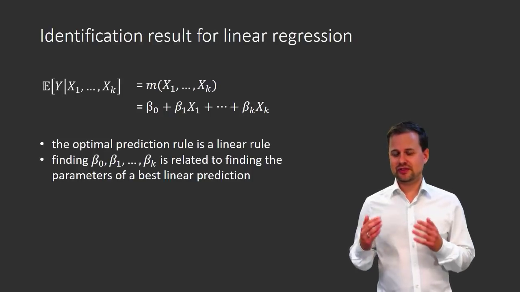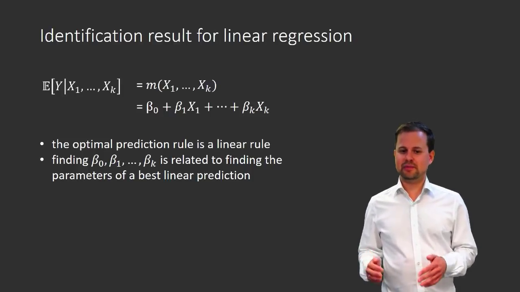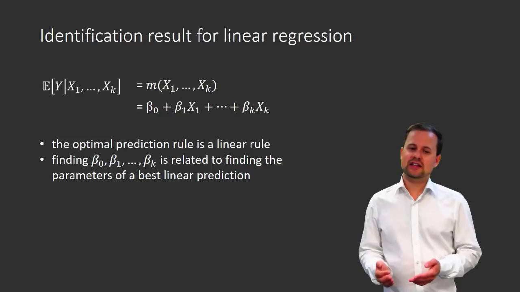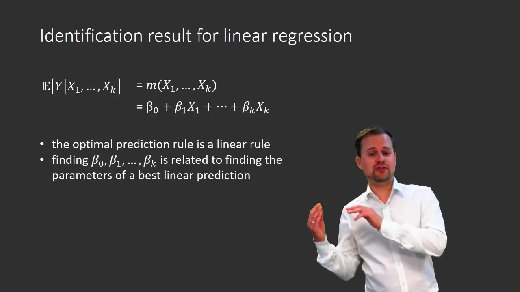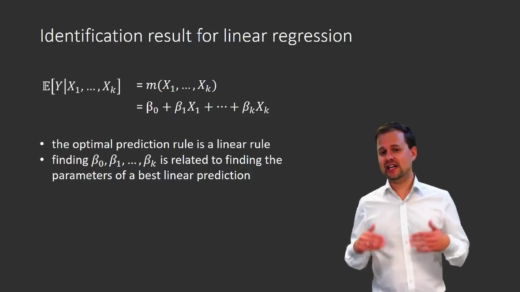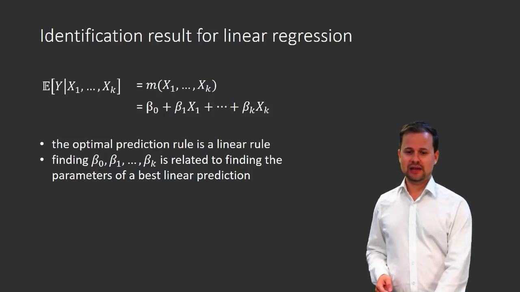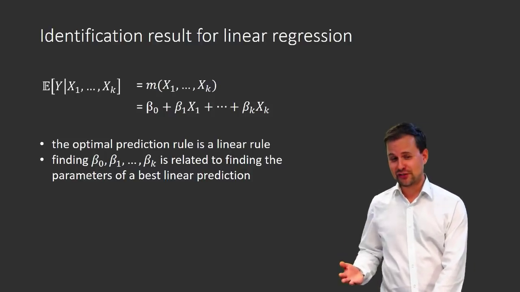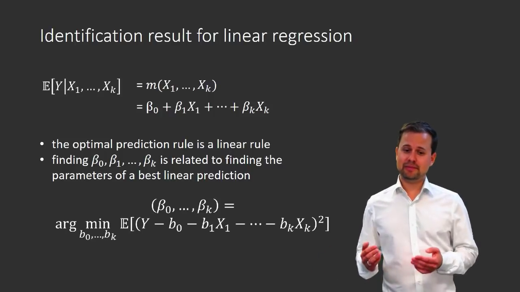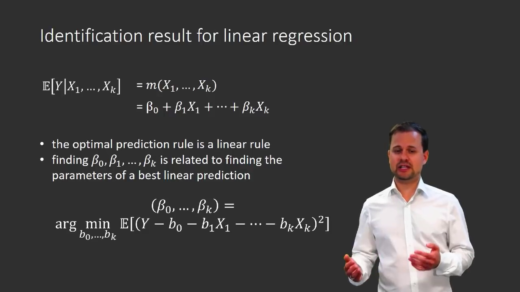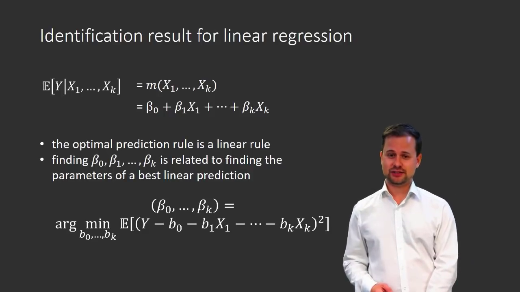But the most important takeaway from this is that to find the coefficients in the linear regression model, we have to find the coefficients of a best linear prediction. And we know how to do that. In particular, the coefficients of a best linear prediction solve a minimization problem where we minimize a squared criterion or a squared expectation.